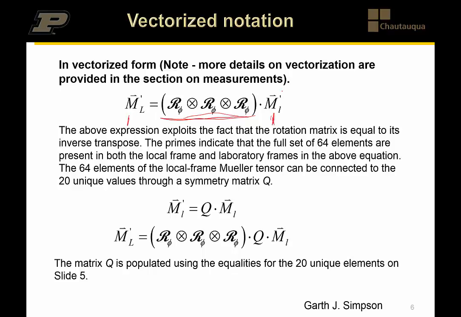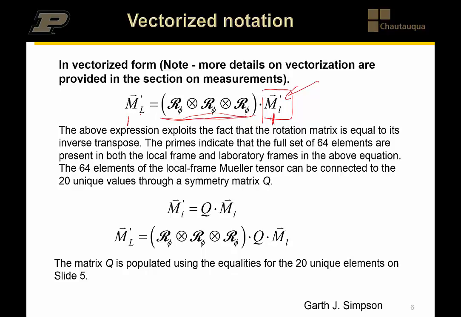Now, I mentioned that there's simplification possible in the local frame Mueller tensor, and eventually what we're going to want to do is invert all of these equations and solve for the local frame Mueller tensor. In that case, there's a lot of zeros in here, because there are 20 non-zero unique elements, but there are 64 possible total elements. In order for the dimensions to work out in this product, this has to be a 64 element vector containing all elements, whether they're zero or not, in the local frame tensor, so we can rotate it over and get the laboratory frame tensor elements.